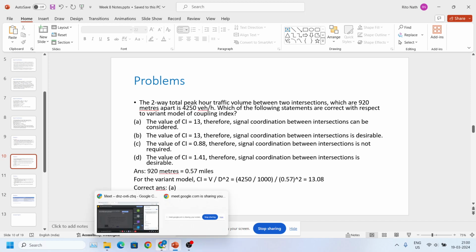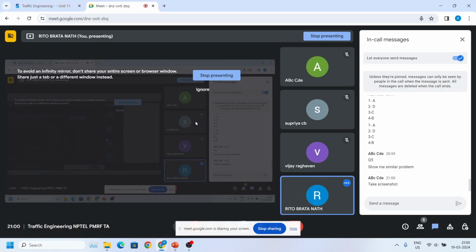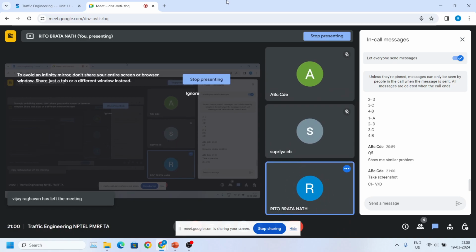Okay, maybe that's all. It's 9 already, so I'll close the session. So see you all next week. CI equals, that may be the case. Just go through the slides. I cannot give you all the formulas, right? It's there in the slides. It's not like I have to just solve everything for you.